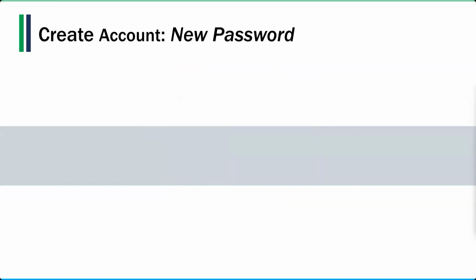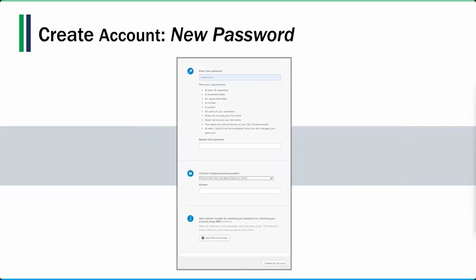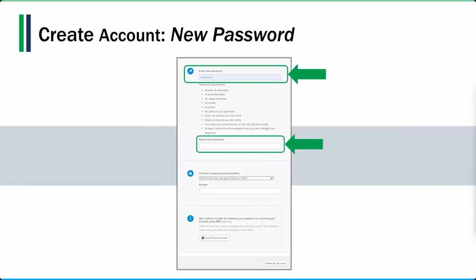Now, everyone must have their own password. There's no sharing passwords or creating an office password. Selecting the Set Your Password link from the email will open the web browser in Diamond. You'll select the Enter New Password text box and enter a password following the password requirements below that text box. You'll then enter the password again in the Repeat New Password text box.